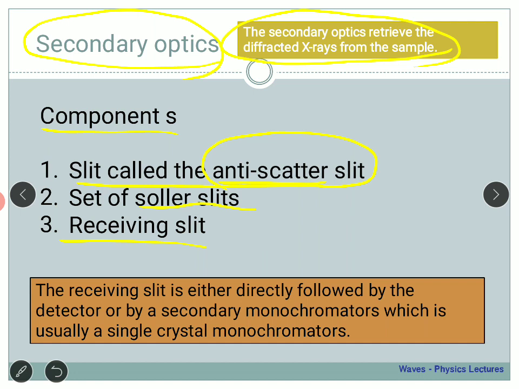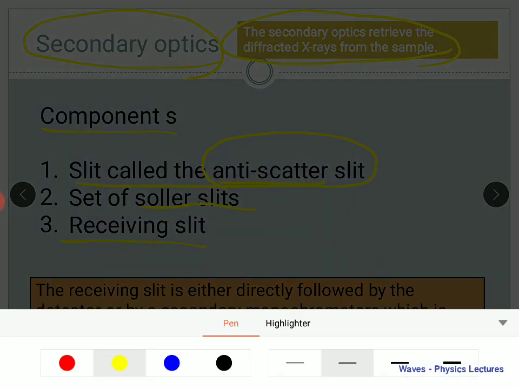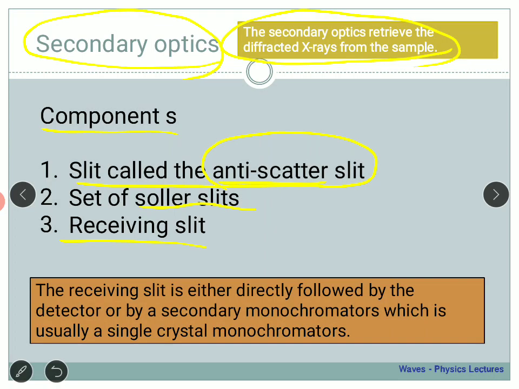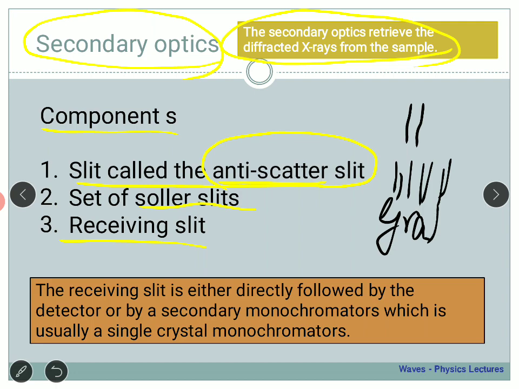You already know what a slit is. I hope you remember from your lower class ideas the difference between a slit and a grating. When we say slit, a slit is a very narrow opening, and if you have a number of slits placed parallel to each other, these are called, hope you remember this, a grating. So we are not using any gratings here, we are using slits here.